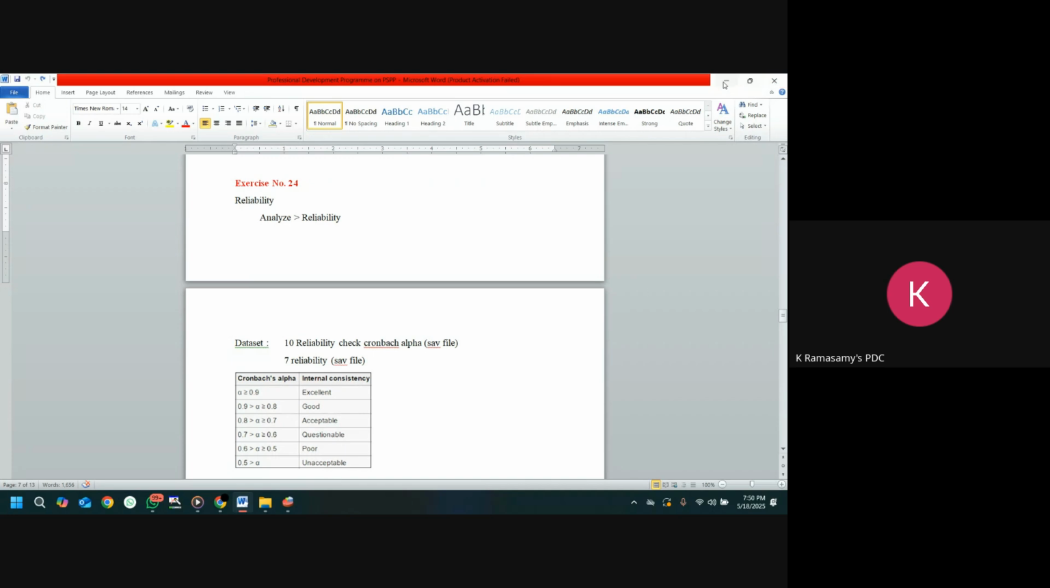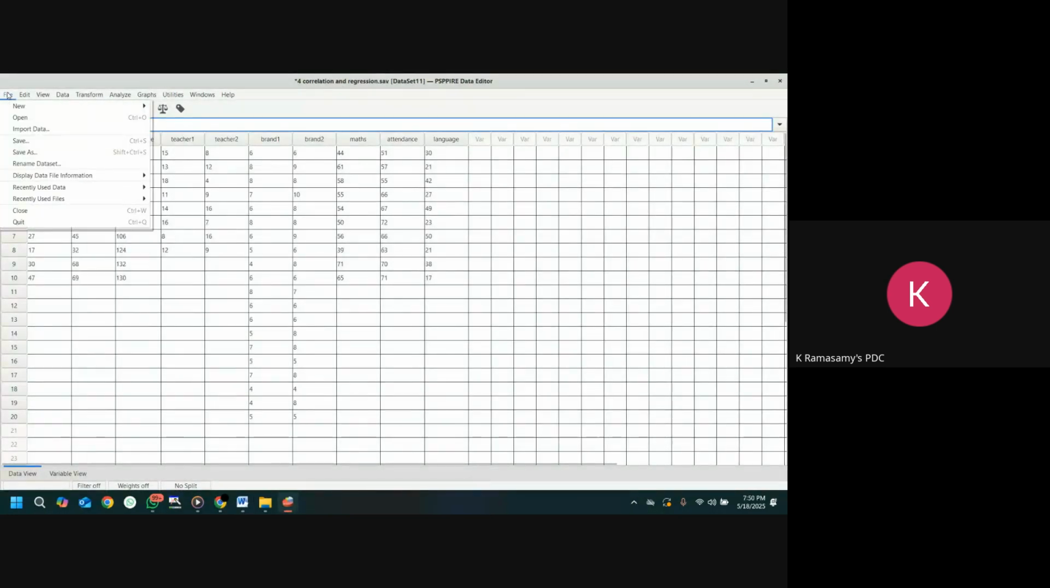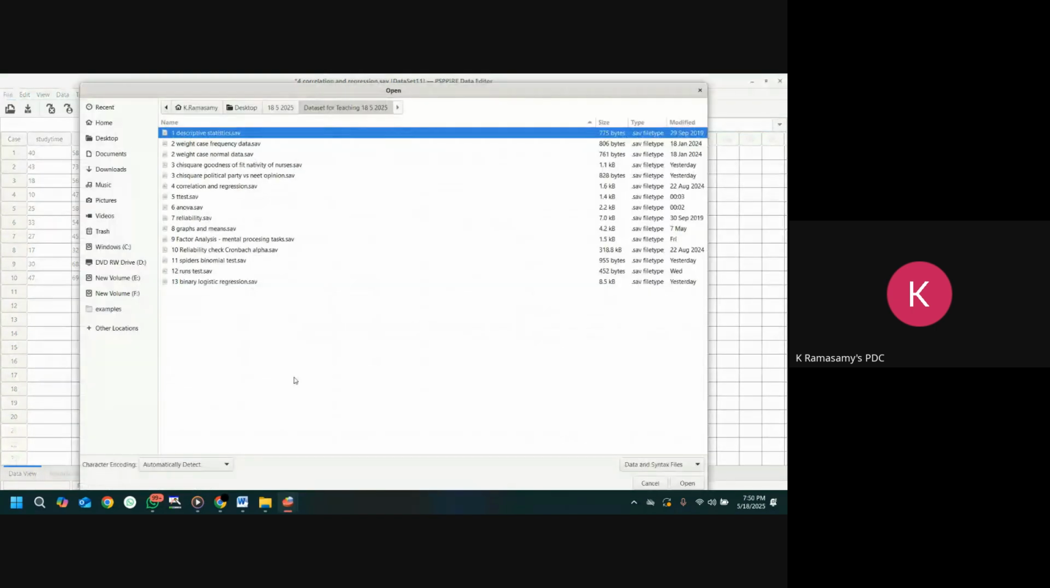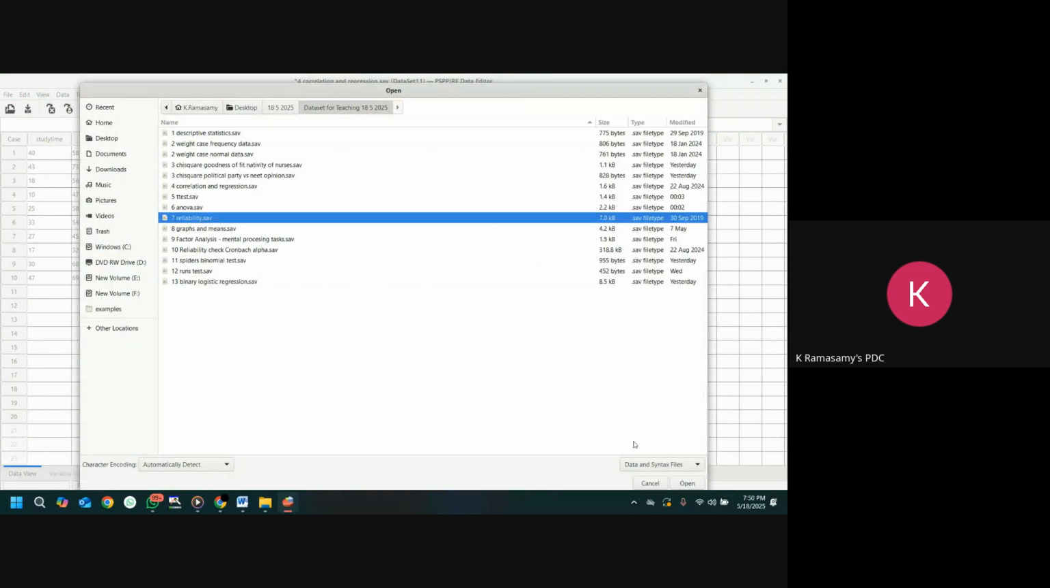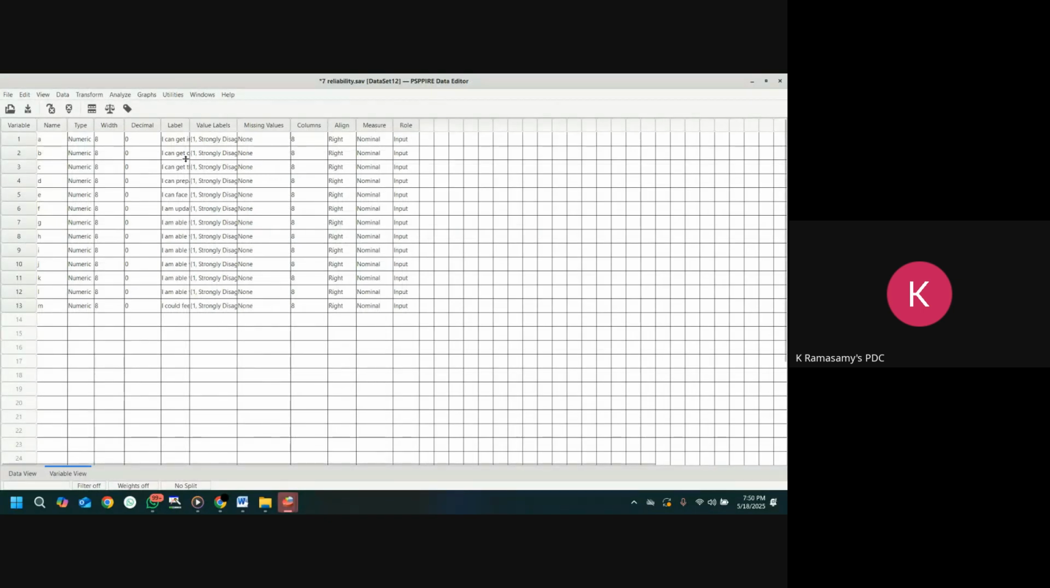Let me open the file. I go to file, I go to open. I click reliability. I say open. So these are the 13 sentences I use to find out whether students are having internet literacy or not. I want to check whether all the 13 statements together tell me whether a particular person is internet literate or not.